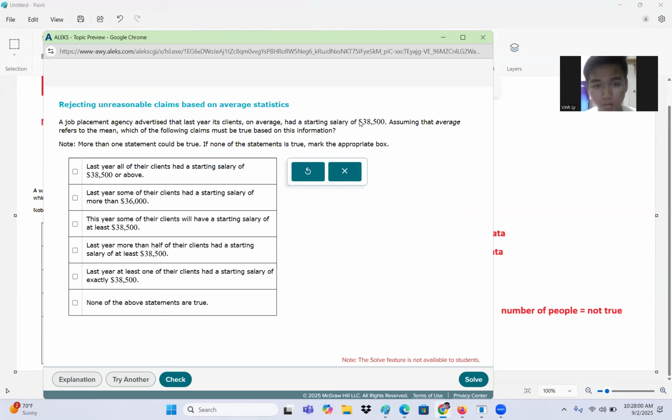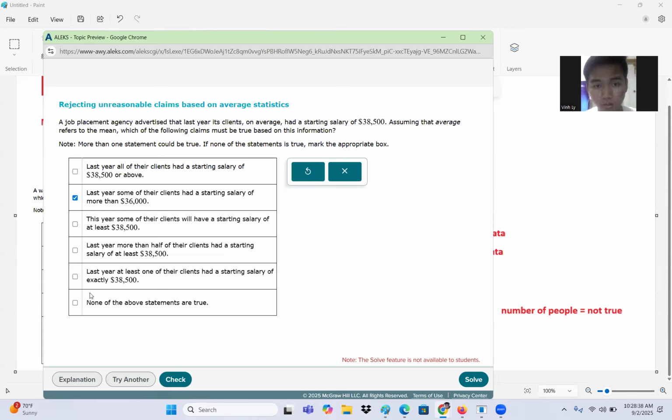So on average, it has like 38,500 hours. Whenever you see "all clients," that does not reflect the average number. Some of these clients have a starting salary of more than 36,000. So this has to be correct, because we should have some people who have money below the average and some people who have money above the average. But it doesn't mean that all of them will have an amount above 38,500.